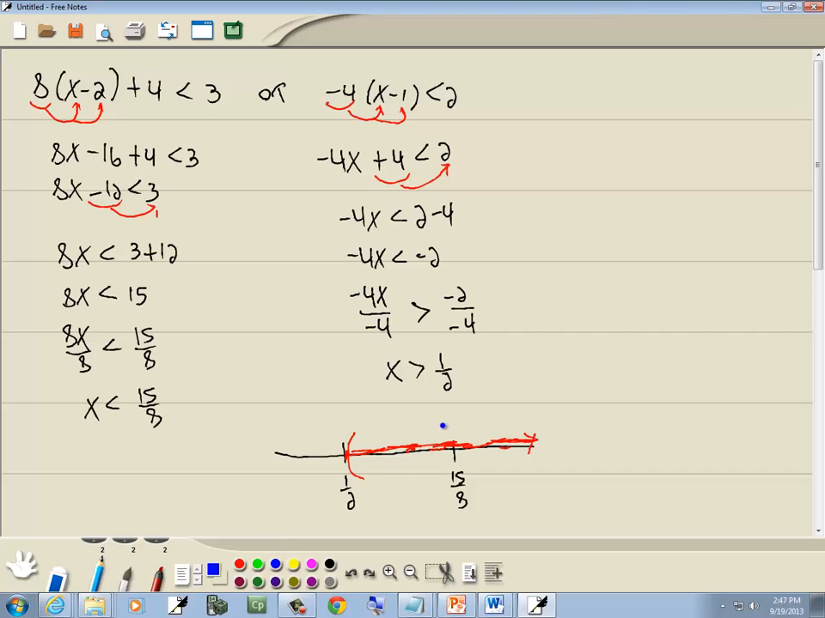Now 15 eighths. X is less than 15 eighths. Parentheses on the 15 eighths, and I shade to the left because it's less than. Now we're dealing with an or, and or is where anything is shaded. Well, it's shaded everywhere. So our answer is going to be negative infinity to positive infinity.